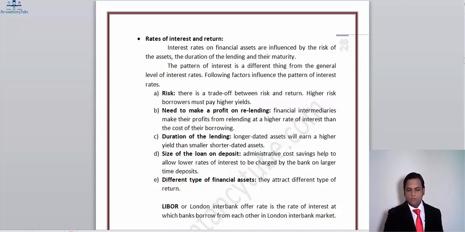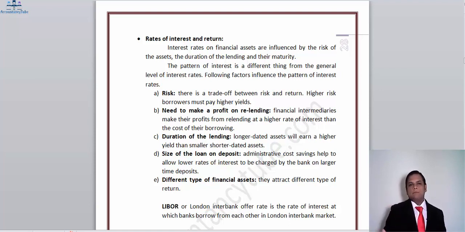Then we've got the need to make profit on relending. Financial intermediaries make their profit from relending at a higher rate of interest than the cost of their borrowing. When we talk about a financial intermediary, for example a bank, it basically has to obtain funds from people and it offers them an interest rate. Now it has to pay the interest rate to them as well as earn a profit for providing you the services of being a loan provider. So they charge additional interest above the rate which is offered to the depositors.